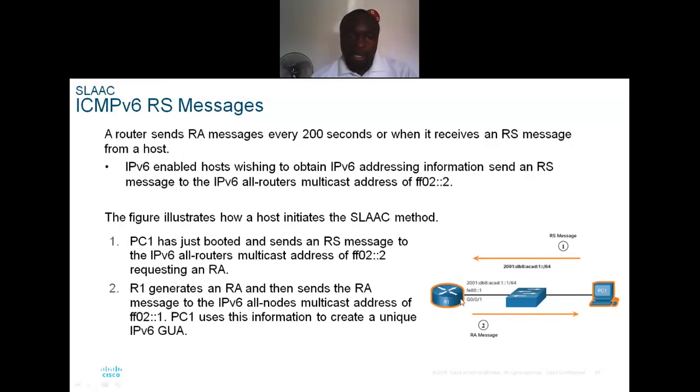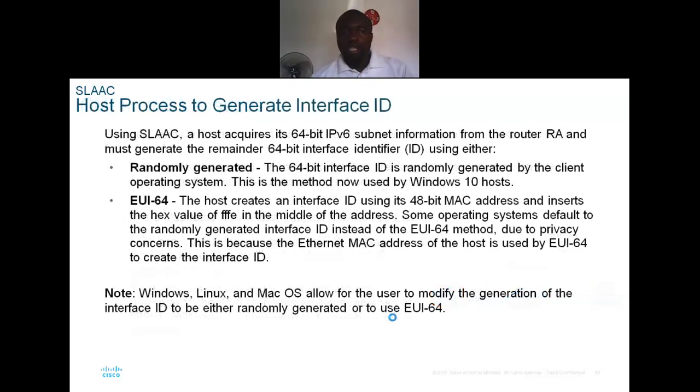You know IPv6 does not do broadcast, so what it does is multicast. It sends it as a multicast, which is why it uses this address. Once router 1 receives it, it generates a router advertisement and sends the message as a unicast to this particular node, using the information it has been given.